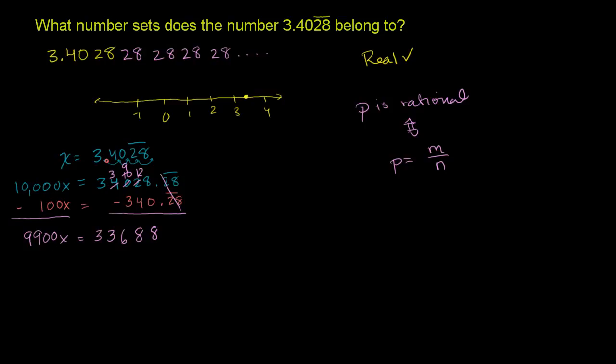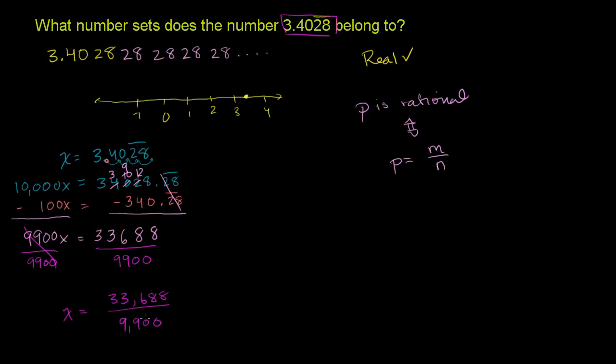We just divide both sides by 9,900. Divide the left by 9,900. Divide the right by 9,900. And then what are we left with? We're left with x is equal to 33,688 over 9,900. Now, what's the big deal about this? Well, x was this number that we started off with, this number that just kept on repeating. And by doing a little bit of algebraic manipulation and subtracting one multiple of it from another, we're able to express that same exact x as a fraction.